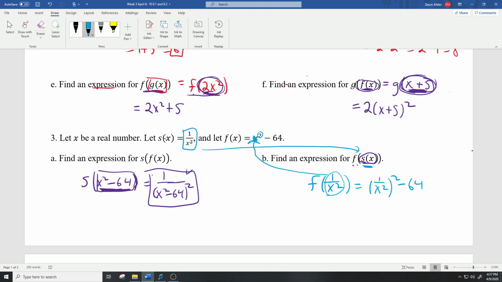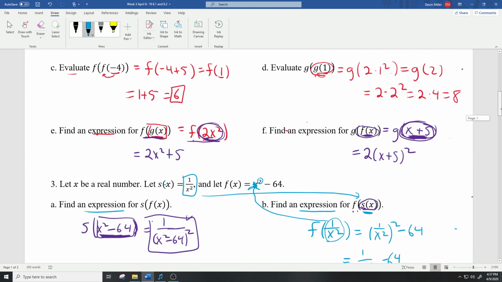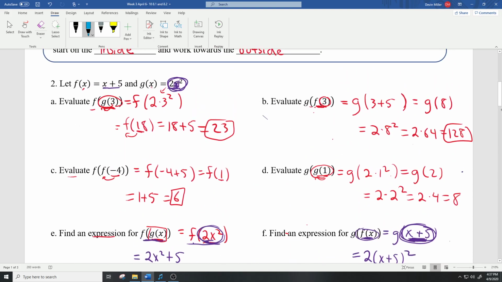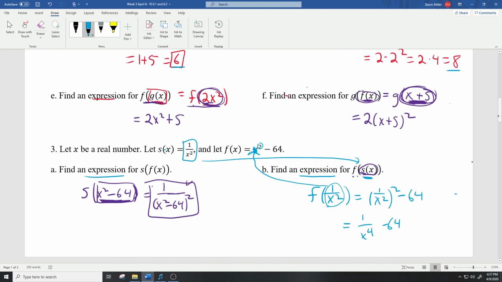You can go a little further if you want to. You don't have to do this part. You could square what's inside the parentheses. 1 squared is 1. The bottom would become x to the 4th minus 64. But you don't have to do that right now. We're not focusing on simplifying it after that. We're just focusing on getting the expression for these kinds of problems. And to go back, we're practicing getting an answer as a number. So if it says evaluate, you have to get a number. If it says find the expression, then you're going to actually find basically an equation. It still has a variable in it.